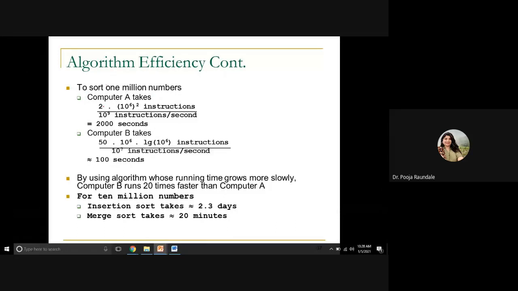Now consider computer A takes 2000 seconds to sort 1 million numbers, and B takes 100 seconds. So by using an algorithm whose running time grows more slowly, computer B runs 20 times faster than computer A. So for 10 million numbers, insertion sort will take 2.3 days and merge sort will take 20 minutes. This is how it works, but here we are considering the runtime and the computer time, right?